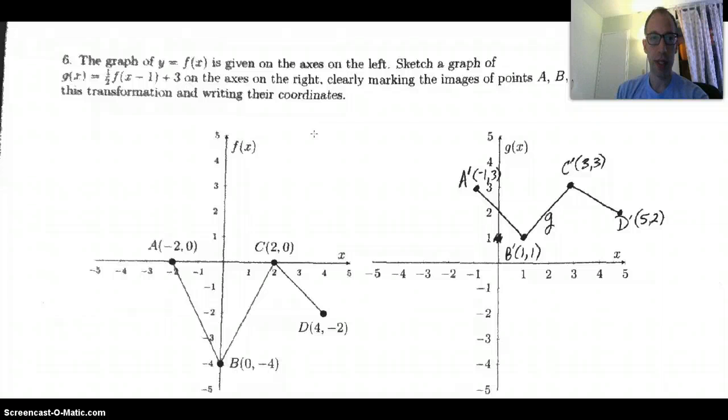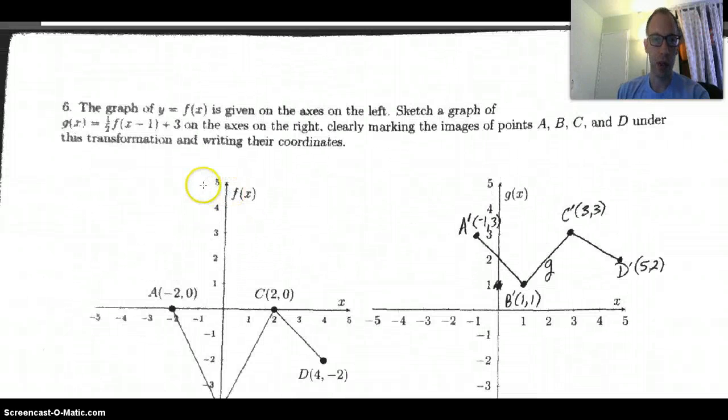Okay, number 6. This is probably the most involved one. We have some function that we want to transform, and specifically we want to transform each of our nodes, each of our points there, and then we can just connect everything in between.